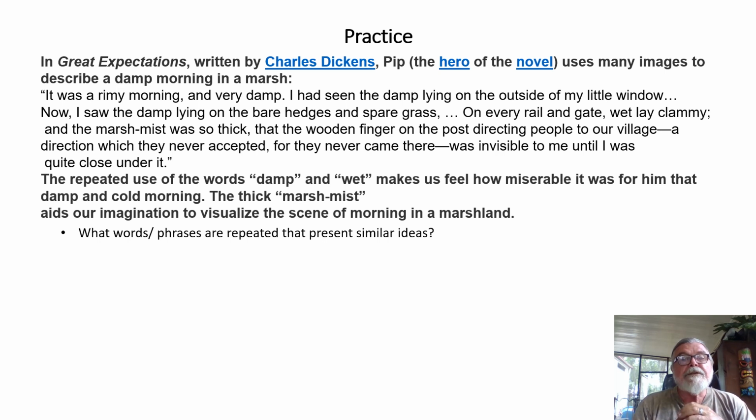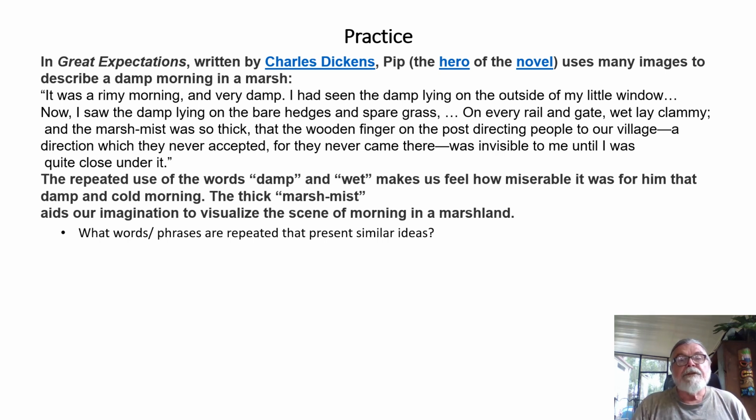So, it was a rimy morning and very damp. I had seen the damp lying on the outside of my little window. Now I saw the damp lying on the bare hedges and spare grass. On every rail and gate, wet lay clammy. And the marsh mist was so thick that the wooden finger on the post directing people to our village, a direction which they never accepted, for they never came, was invisible to me until I was quite close under it.